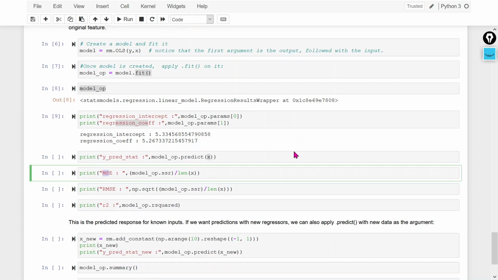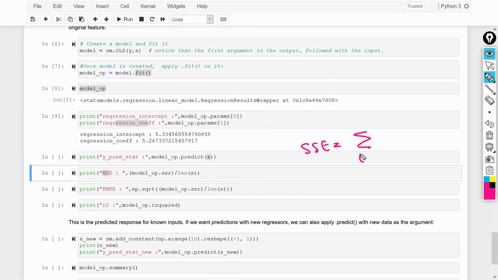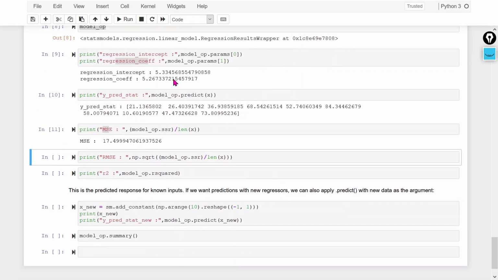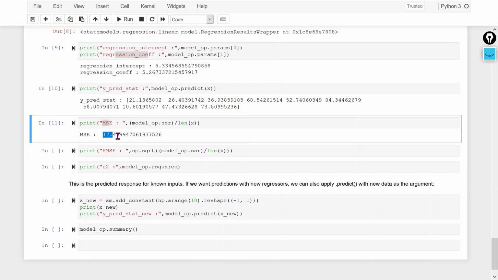As you know, the sum squared error formula is the summation from i equal to 1 to n over all the sample points of y i minus y hat, whole squared. This is the SSE. And what is the MSE? MSE is this, if we multiply by 1 by n. So here I am going to divide by n, the total number of samples, the length of x. This way we have calculated the mean squared error.